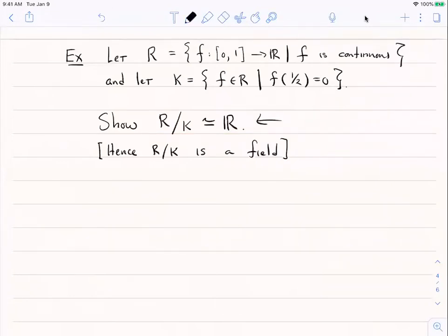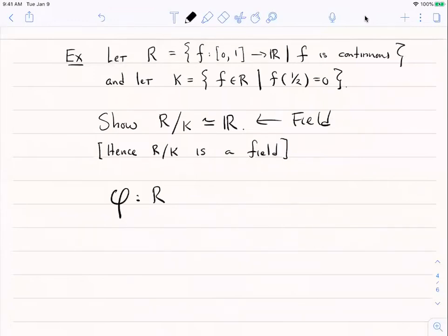This is kind of interesting because R is not a field, but there's a quotient of it that's a field. R over K is a field. Oh, look at that. I already wrote it. Good. So here we go. How to come up with the phi. I'm just going to do it. In practice, you'd have to play around a lot.